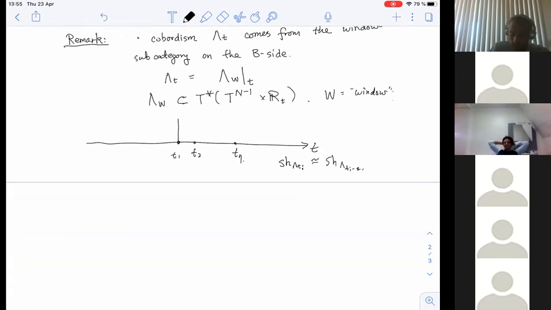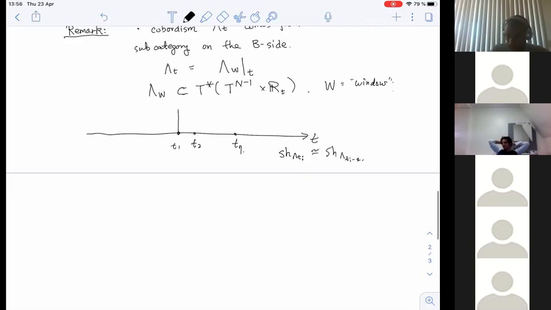So maybe let me give you one example of how things work. To give the example, I maybe have to explain some terminology about constructible sheaves and the coherent constructible correspondence. But anyway, let me give you the example first, and then I will explain.